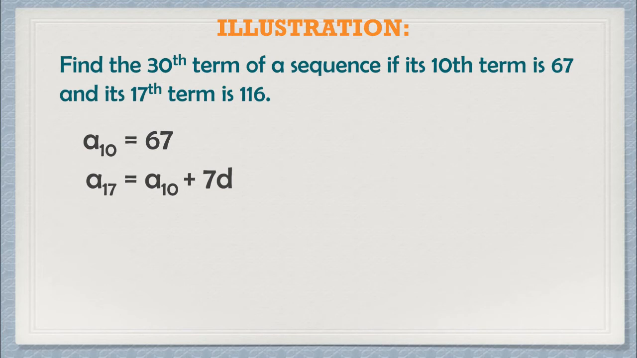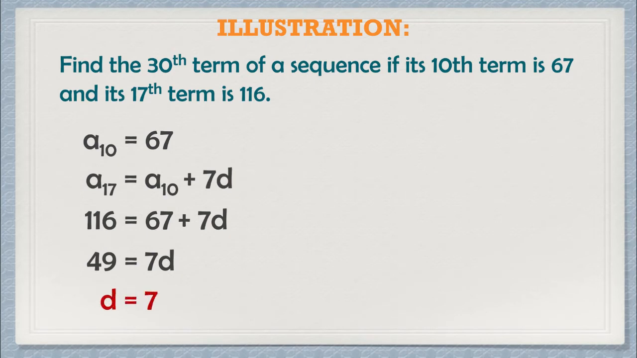So we can use this formula. A sub 17 is equal to a sub 10 plus 7d. But a sub 17 is 116, therefore by substitution, we get 116 is equal to a sub 10 is 67, therefore we have 67 plus 7d. Transposing 67 to the left side, we have 49 equals 7d. Dividing both sides by 7, we get d equals 7.